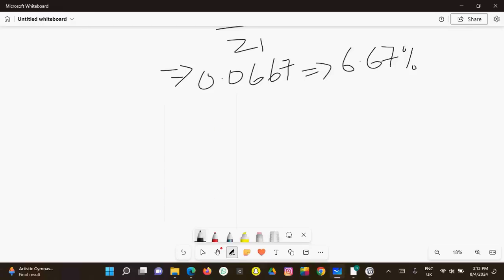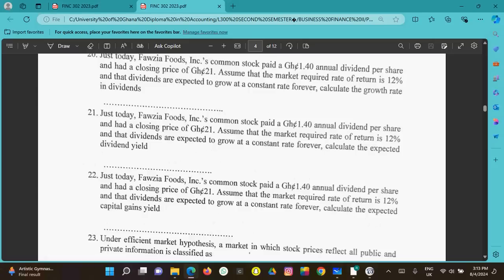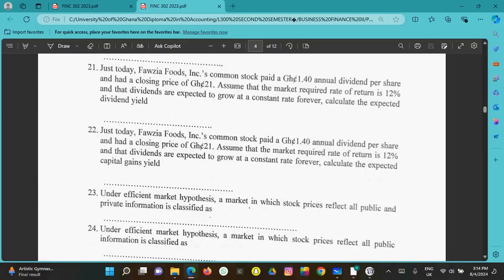So question 22. Just today, the company's common stock paid a 1.4 dividend per share and had a closing price of 21. Assume that the market required return is 12% and that dividends are expected to grow at a constant rate forever. Calculate the expected capital gain.